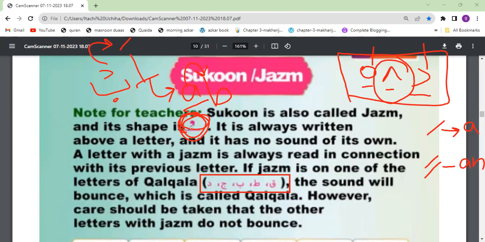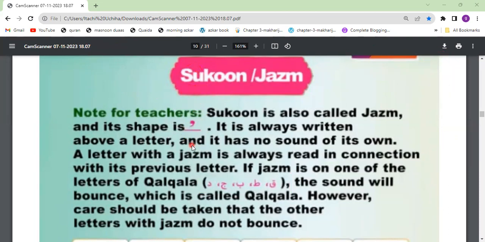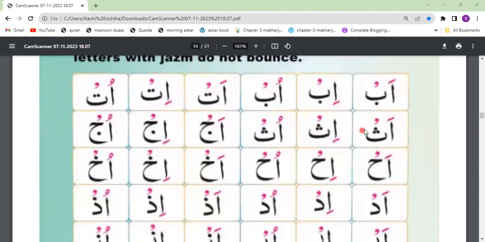But I think we should do the pronunciation first so that we can make the differences. Okay, let's do it. So let's have some examples. Over here, we have so many letters. Every second letter in the word is having a sukoon. So what we are going to do is join that letter with the previous one.